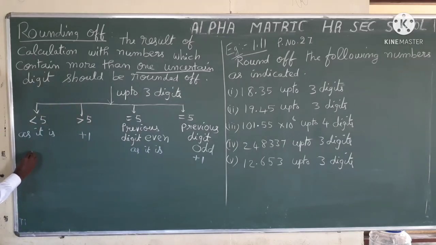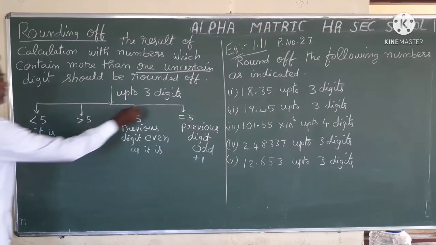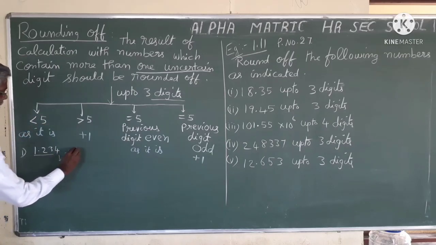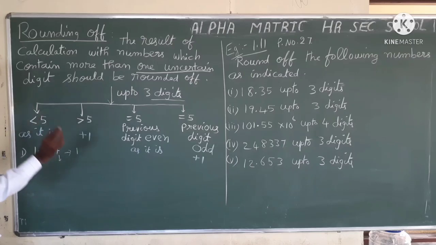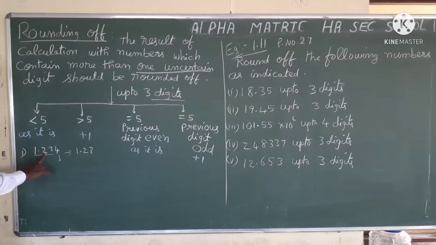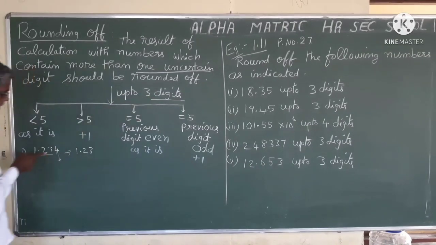Now, for this, 1, 2, 3, 4. Now, the question is up to 3 digits. So, up to 3 digits. The fourth digit should be dropped. You check the rule here. This fourth digit is 4 and it is less than 5. Then how to round this one? I must write the previous digit as it is. So 1.23. Clear?